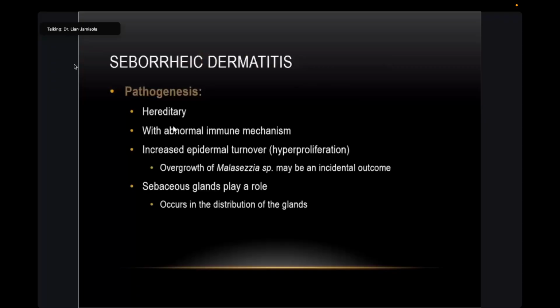It can be hereditary. It can be due to an abnormal immune mechanism, as I'll show later, its relationship with HIV. It can also be due to an increased epidermal turnover, hence the overgrowth of your Malassezia species. Because the Malassezia species is part of our skin, it resides in our skin. So sometimes there's overgrowth. And sebaceous glands also may play a role.